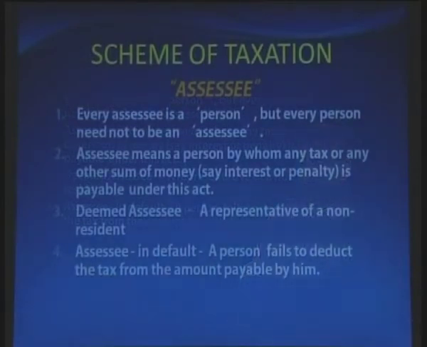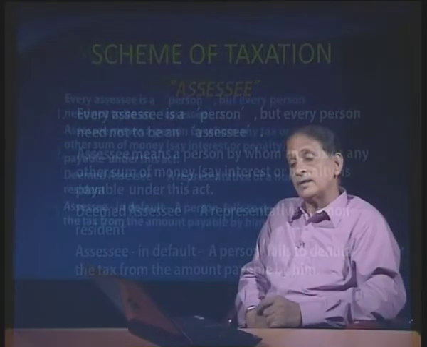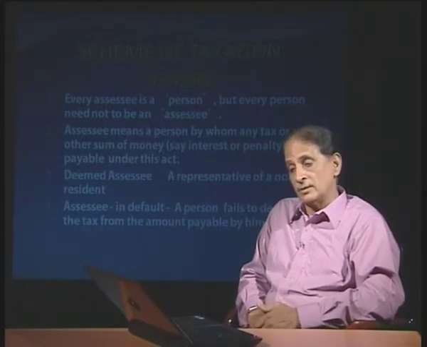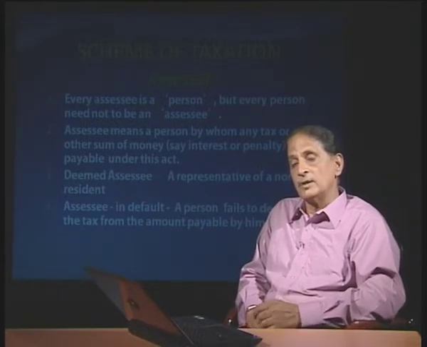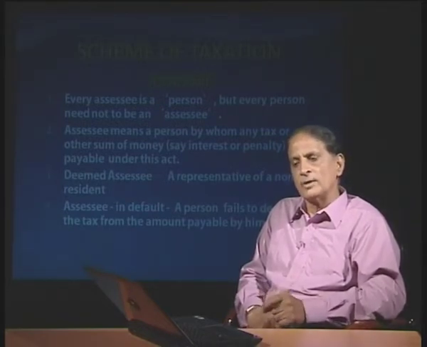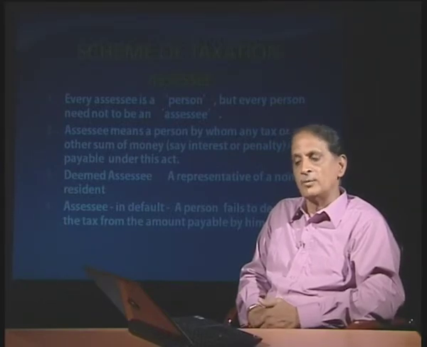Now, fourth is assessee in default. A person fails to deduct the tax from the amount payable by him. Assessee in default means when a person is required to deduct tax before the income is paid out, and if he fails to do so and makes the payment without TDS, or tax deducted at source, then that person is bound to pay the tax out of his own pocket, but the tax is related to an income which is paid to another person. So, we can say that assessee in default means a person who does not comply with the provisions of the Act, and on that account he is liable to pay the tax.